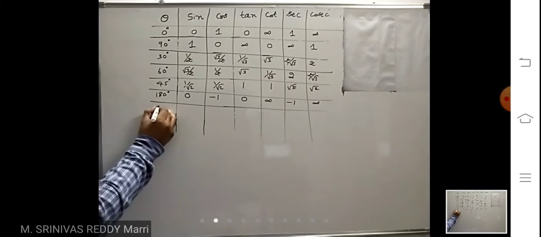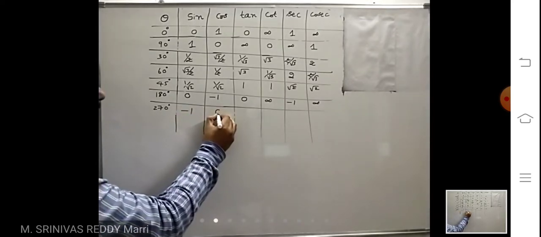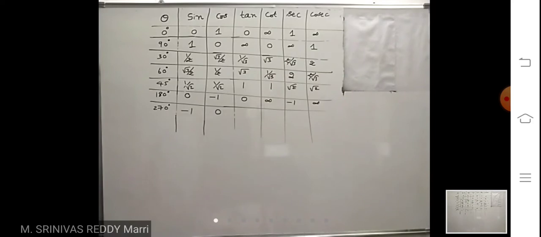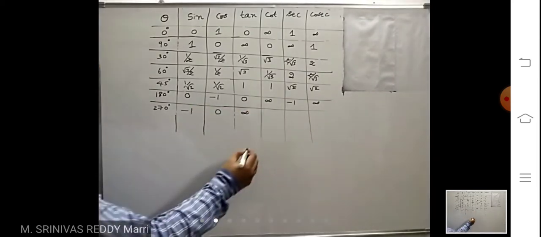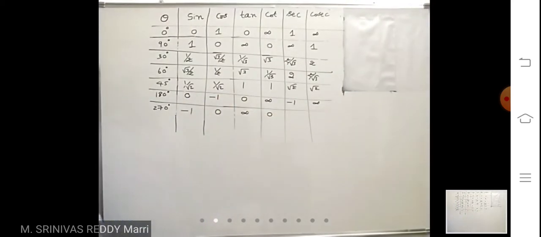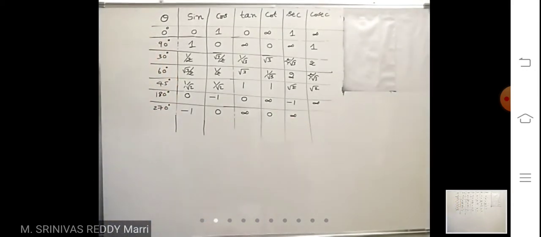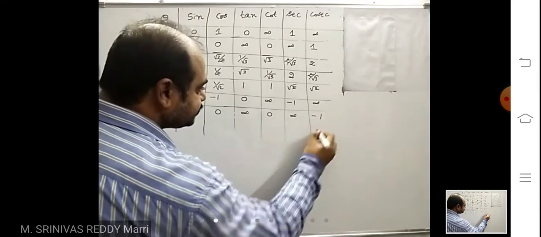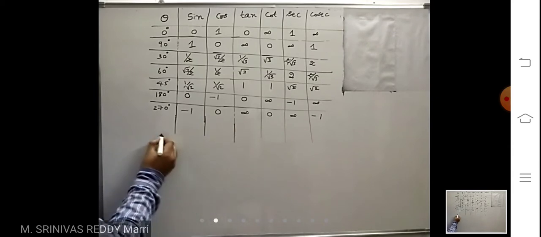So next is 270 degree. Sine 270 degree is -1, cos 270 degree is 0. So tan is sine by cos, it will be undefined, infinity. Cot means cos by sine, 0. Secant will become infinity, 1 by cos. Similarly, cosecant will become 1 by sine, minus 1. This is for 270 degree. These are standard angles.